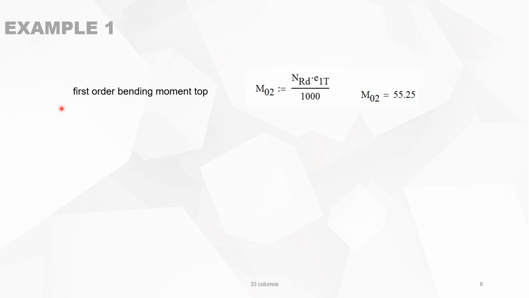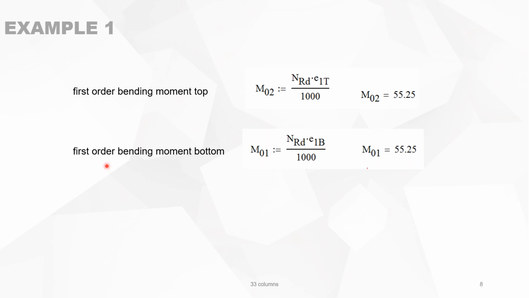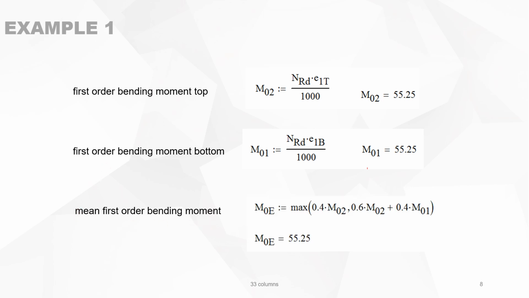The first order bending moment on the top is then the normal force times the eccentricity, which is 55 kilonewton meter. And the first order bending moment on the bottom is also 55. So the mean first order bending moment is of course also 55. Now we have to check: is the buckling check needed?